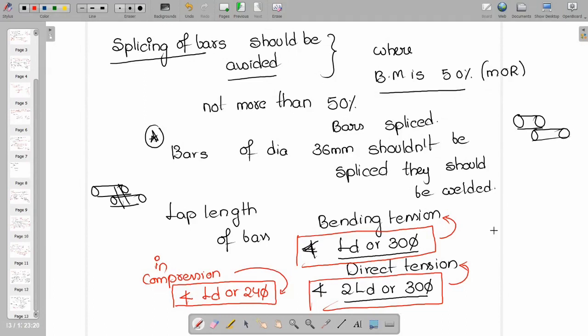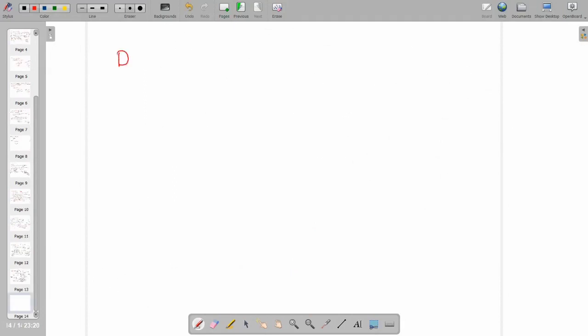Now see, sir. Next, development length. See, sir.